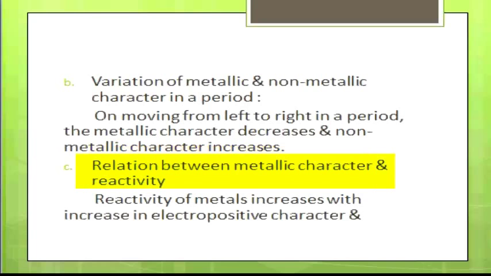Relation between metallic character and reactivity. The reactivity of metals increases with increase in metallic or electropositive character. On the other hand, the reactivity of non-metals increases with increase in electronegative character. Thus, the greater the electropositive or electronegative character of an element, the greater is its reactivity.